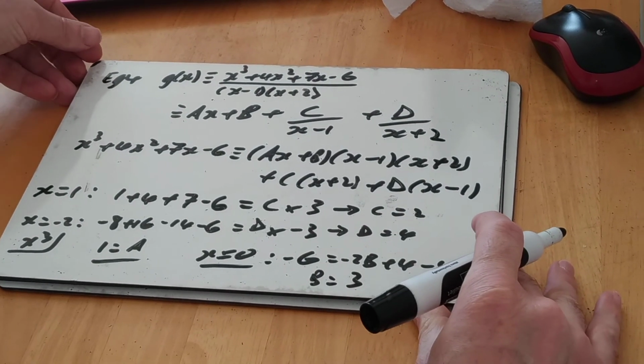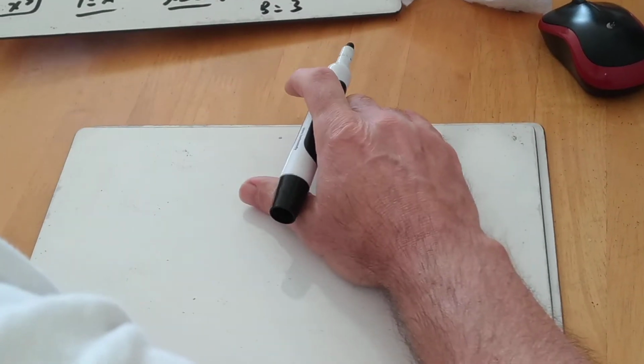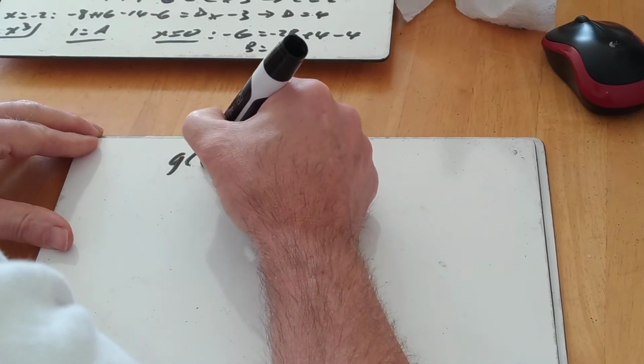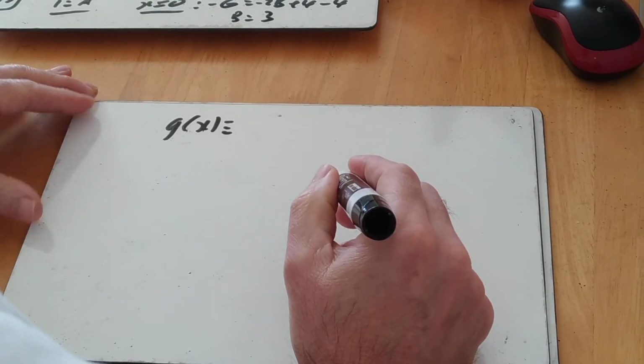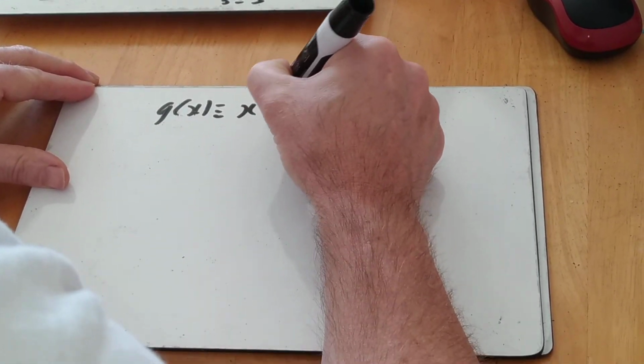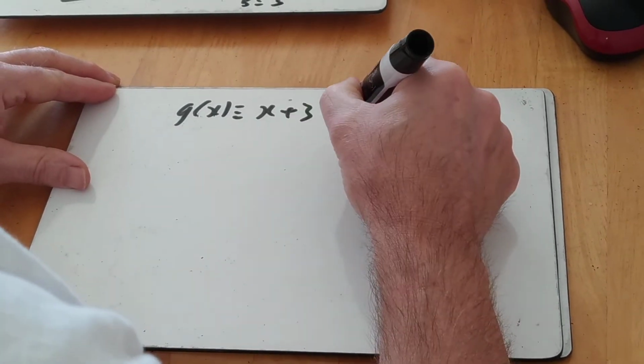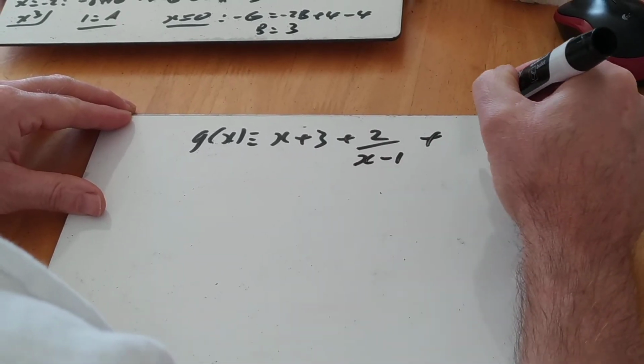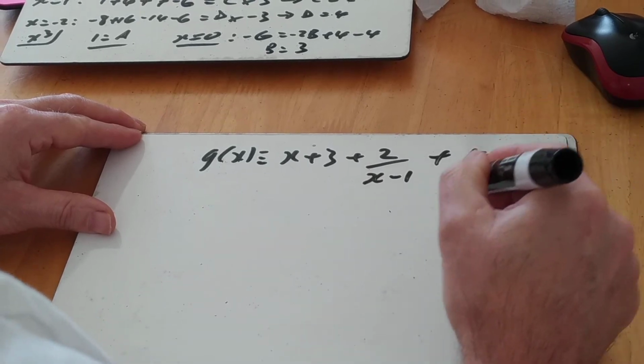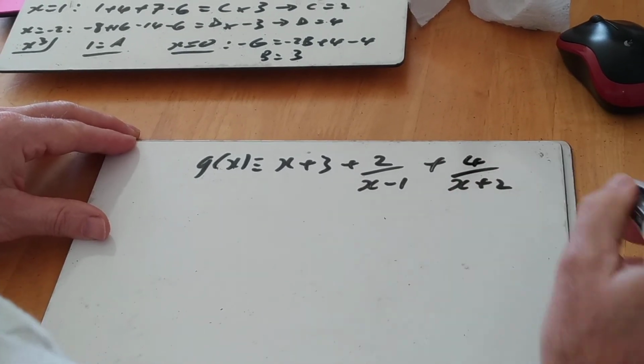And then all together, when I put it all as one answer, I get my original function g(x) is equivalent to ax plus b, x plus 3, and then plus c, 2 over the first bracket, x minus 1, and then plus d, 4 over the second bracket, x plus 2.